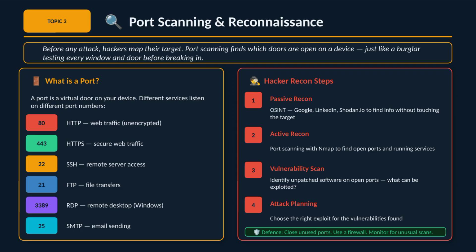First, passive reconnaissance: gathering public information without touching the target, using tools like Google, LinkedIn, and Shodan.io. Second, active reconnaissance: port scanning to map open doors. Third, vulnerability scanning: identifying unpatched software. And fourth, attack planning: choosing the right exploit. The defense: use a firewall to close all unused ports, monitor for unusual scanning activity, and keep all software patched and up to date.